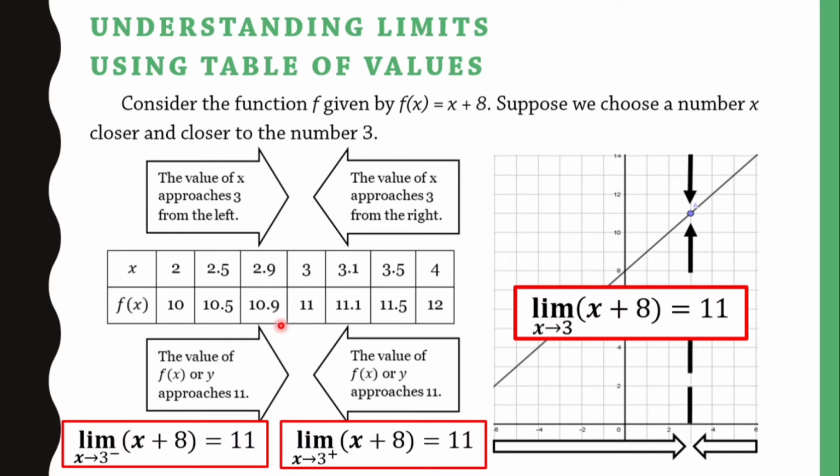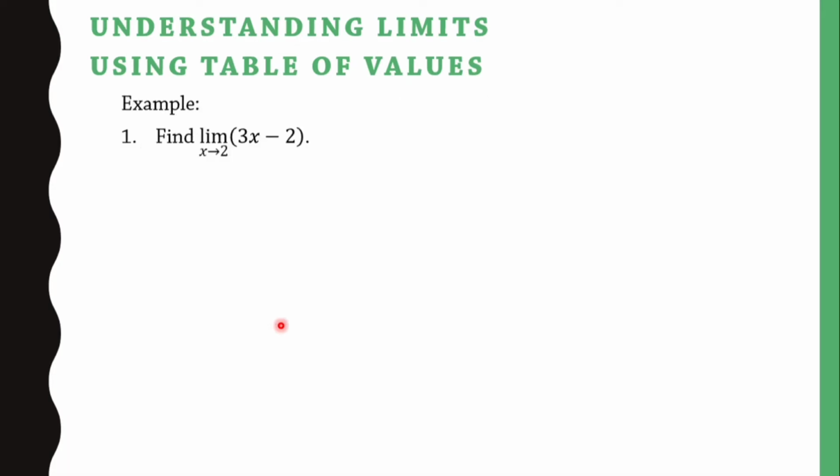Now, let's have some other examples. So for example, we're going to find the limit of 3x minus 2 as x approaches 2. Basically, the question here is, what number in y is being approached as values of x become closer to 2?